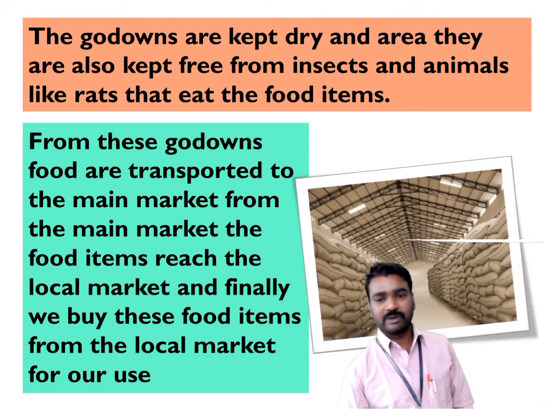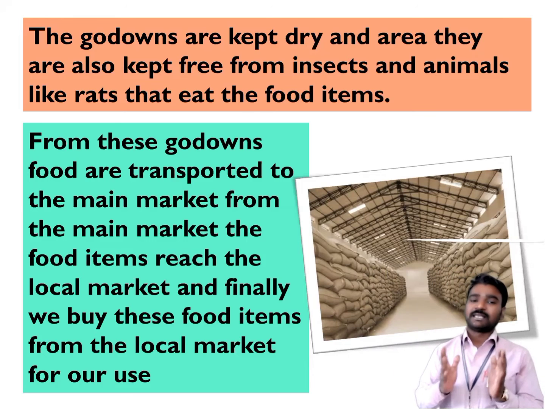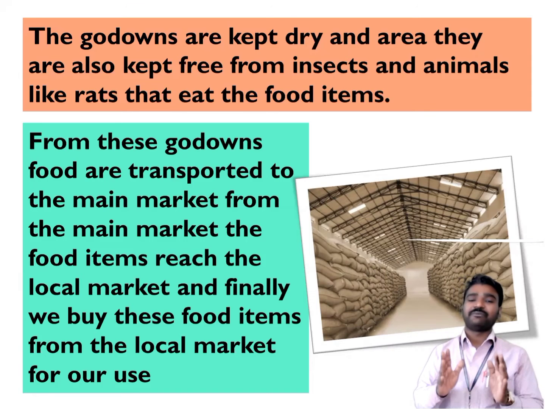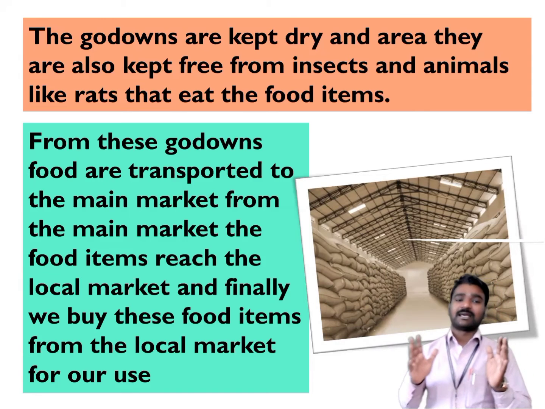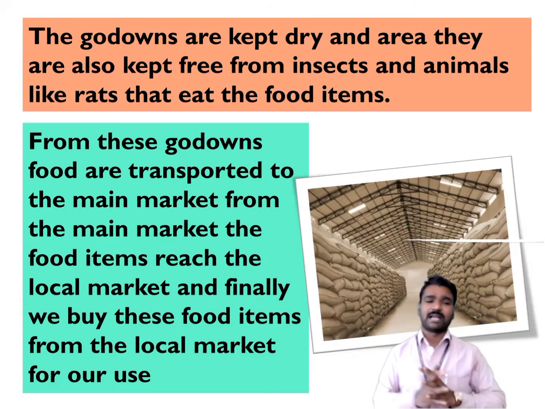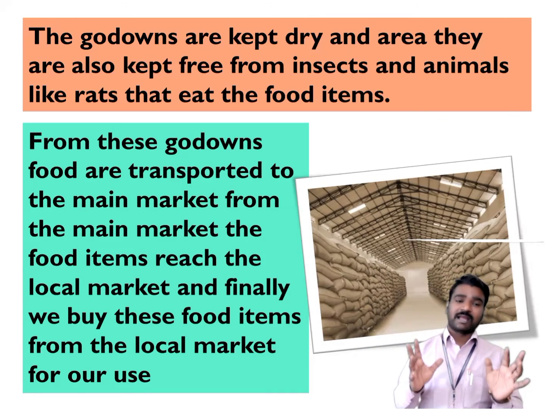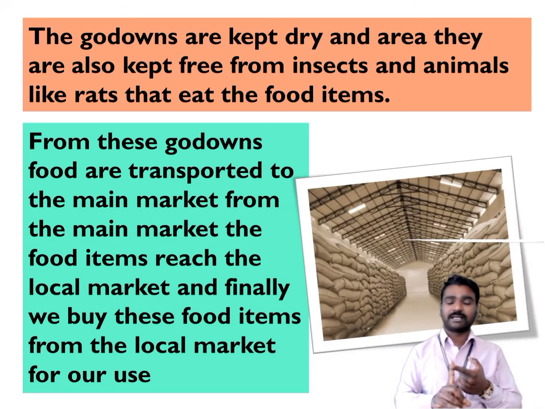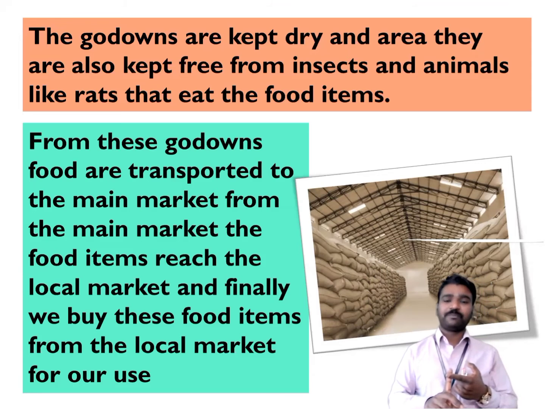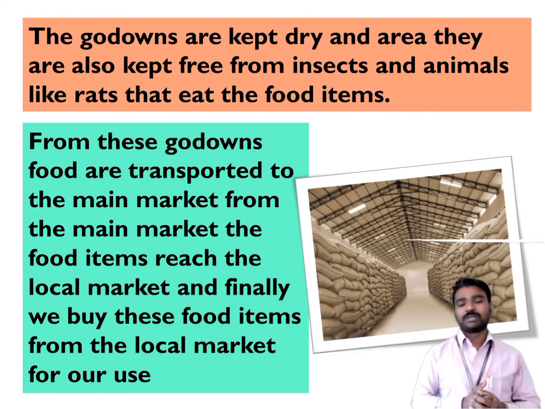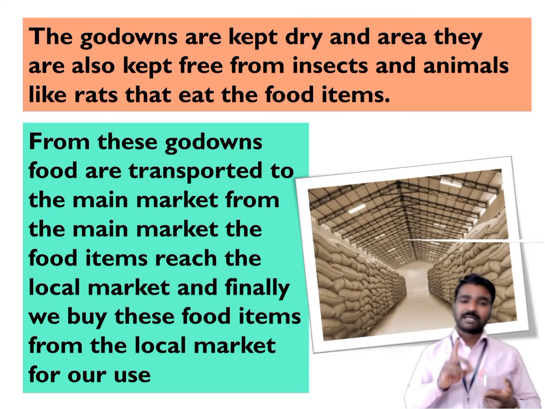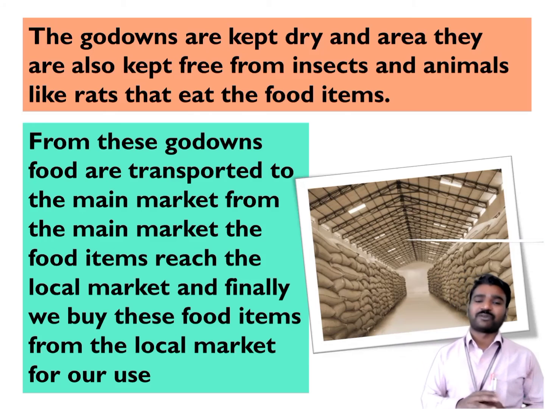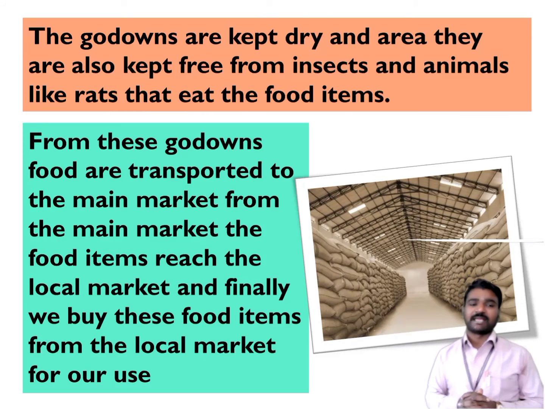The godowns where the farmers store the crop are kept dry, and also kept free from insects and animals like rats, or certain other animals which can eat the food items. So the godowns have to be kept dry. There should not be any water content or moisture, because this moisture can lead to the growth of microorganisms, and that's why these places are kept dry and free from insects or rodents like rats.